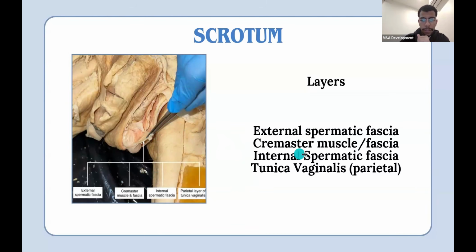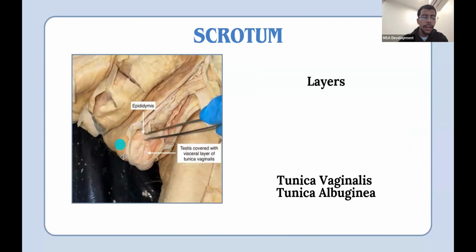Okay. Then we have internal spermatic fascia and tunica vaginalis, the parietal layer. These are all of them together. Honestly, they can't separate them in wet lab. So they're stuck together. Then the layer that's stuck to the testes is tunica vaginalis, the visceral layer. Okay. And then lastly, we have tunica albuginea. And can you guys see the epididymis here? This is the testes, and this is the epididymis.